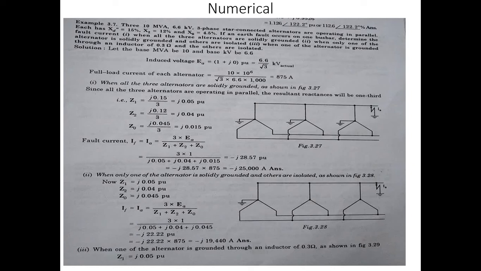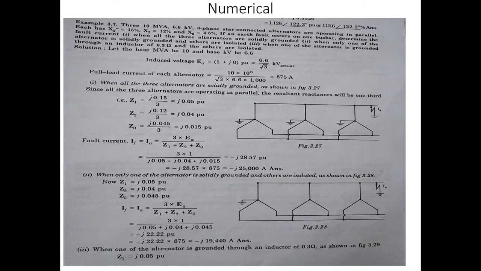If an earth fault occurs on one bus bar, that means it is an example of unsymmetrical fault. Make sure that whenever you are going to solve a numerical in the exam, first of all confirm the type of fault, and according to that confirm whether it is an example of symmetrical fault analysis or unsymmetrical fault analysis. So in this case, if an earth fault occurs on one bus bar, determine the fault current.